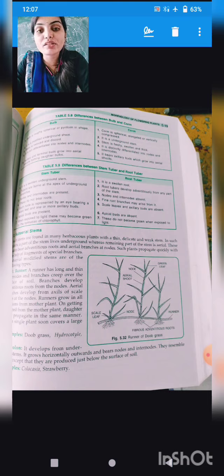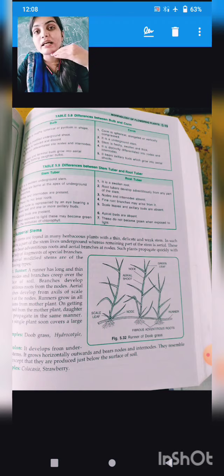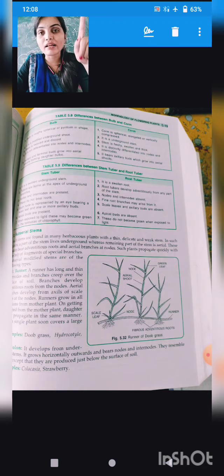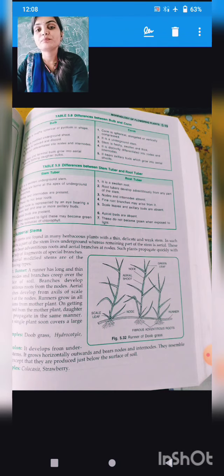For example, here you can see a stem is growing. Okay, and when it is coming in contact with soil, it is forming root, and from where it is forming root, it is forming a new plant. So this type of stem will be known as runner. Okay, means while running it is forming a new plant while coming in contact with soil.